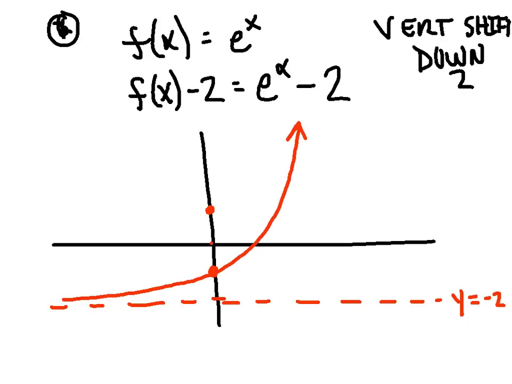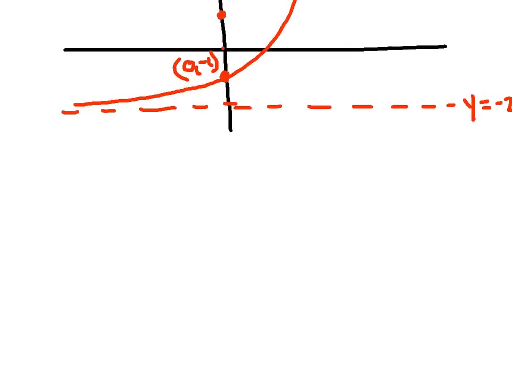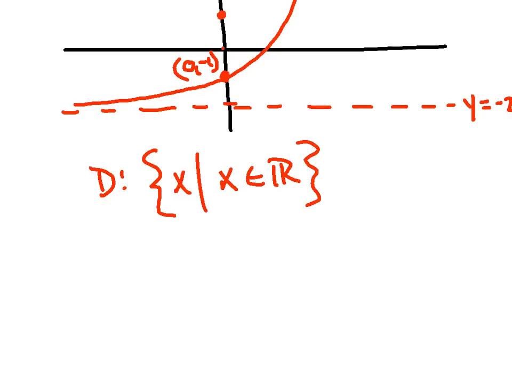The new intercept is (0, -1). I think it's interesting to think about the domain and range now. Your domain, the graph still extends infinitely to the left, and it extends infinitely to the right, so that stayed the same. Wasn't too exciting, unfortunately.